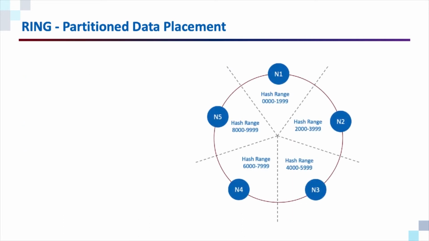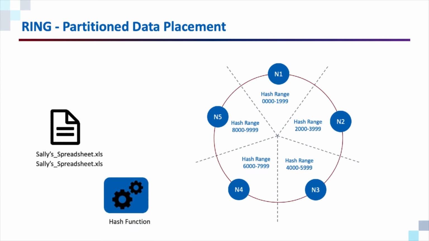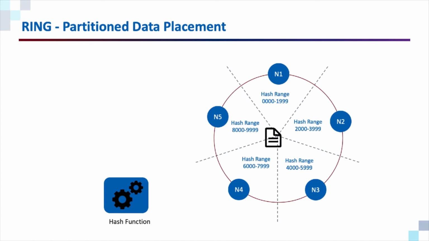Let's take a closer look at how this works. Sally wants to store her spreadsheet. So she hands the spreadsheet off to software. The file name goes through the hash function. In this case, 3741 is the hash value, and 3741 falls in the range for the partition being managed for node 2. So Sally's spreadsheet is stored on node 2.